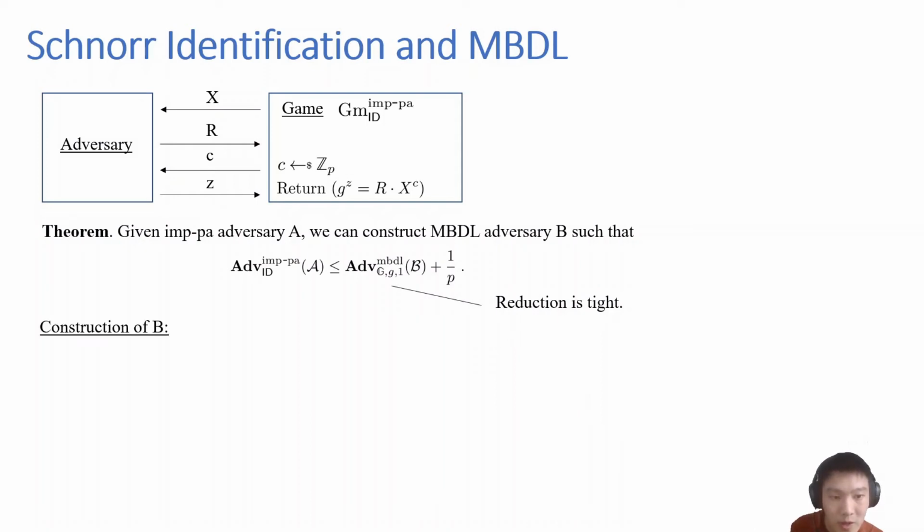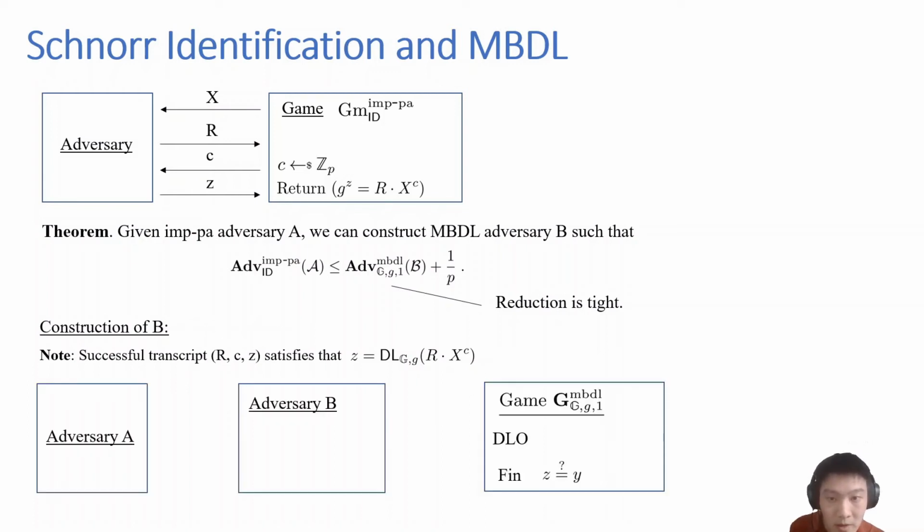And the construction of B goes as follows. So first, let us note that if R, C, and Z is a successful transcript, then the response Z must be the discrete log of this group element, which is R times X to the C. So this means that the impersonator can take the discrete log of exactly this group element. So our goal will actually be to set this group element to our target point Y. And the reduction proceeds as follows.